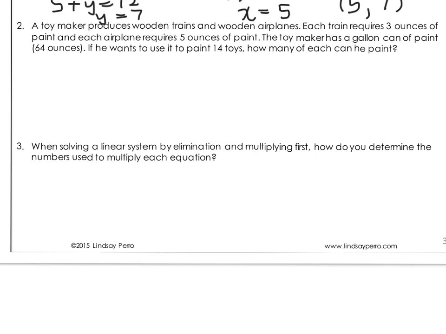Let's highlight the important information first. So we know we have wooden trains and airplanes. The trains require 3 ounces and the airplanes require 5 ounces. He's got 64 ounces. I'm going to ignore that gallon because we know it's in ounces and that's what we need to know. And he's got 14 toys total. How many of each can he paint? So let's start with defining our variables. I'm going to call x the trains and y the planes.